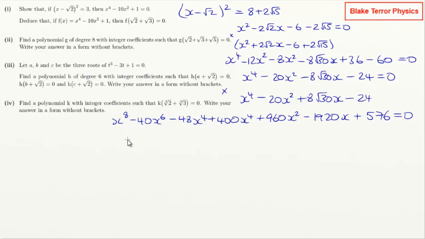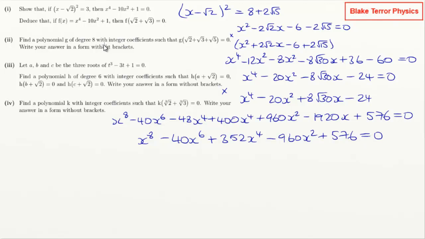This is looking good. So that leaves me with what? X to the 8 minus, that's the only x to the 6, so 40x to the 6. X to the 4s, I've got 352 of them, which is a lot. And then I've got, 1920 is double 960, so I've got minus 960x squared, and then plus 576 equals 0.